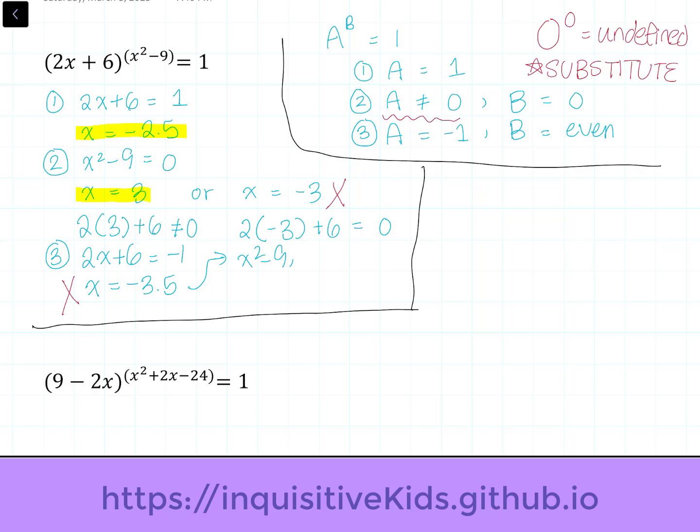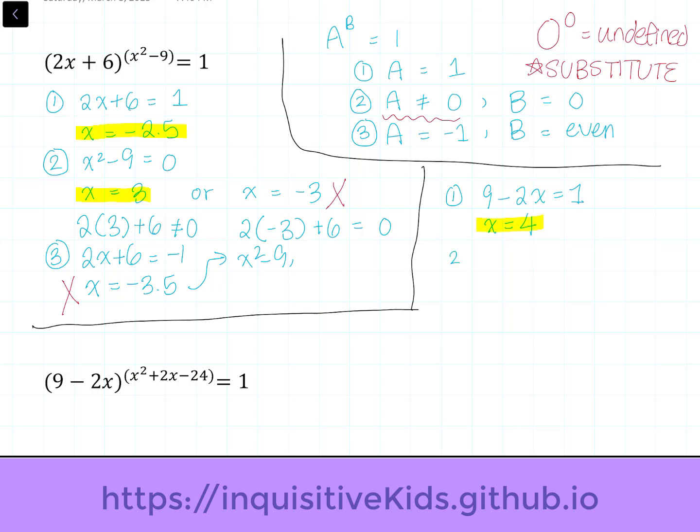So let's check out the first possible case. The first possible case would be if the base is equal to 1. So 9 minus 2x is equal to 1. If we were to solve this equation, we'll have x is equal to 4. So this is a possible solution because if we substitute it back in, we'll see that it makes the base equal to 1. 1 raised to any power is always equal to itself.